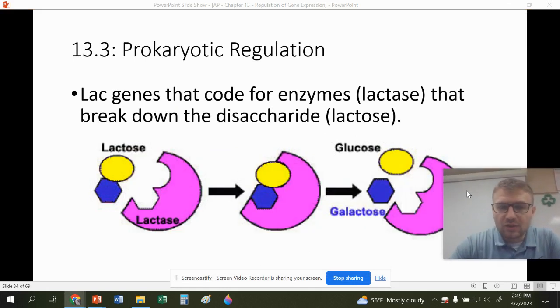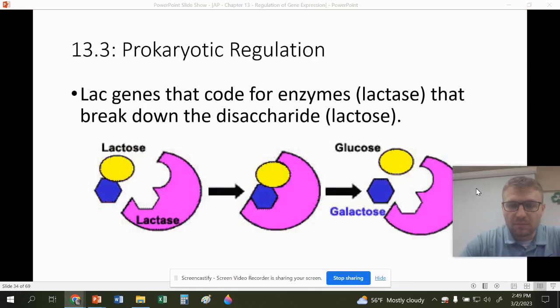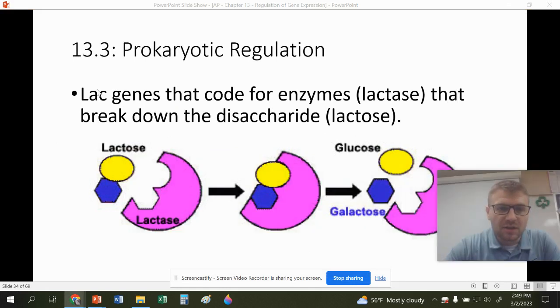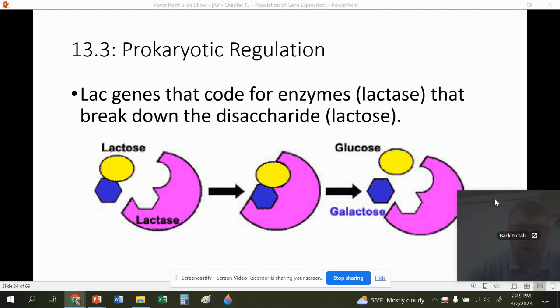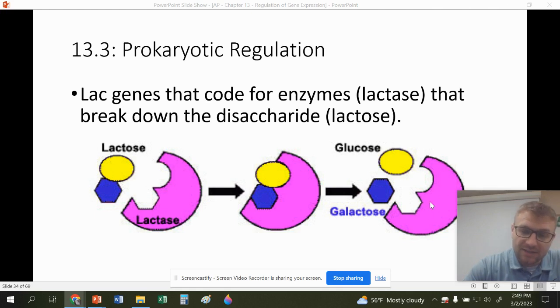Now, we have two different types of operon models, and our first type that we're going to talk about is called the lac operon. Lac stands for lactase or lactose, and this is how the prokaryotic cells are going to break down certain sugars. Remember, lactose is a disaccharide, and you're going to have an enzyme called lactase that is going to break down lactose. Now, lactase breaks down lactose into two simple sugars here, galactose and glucose.